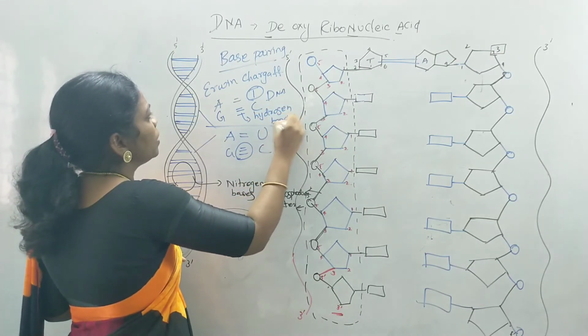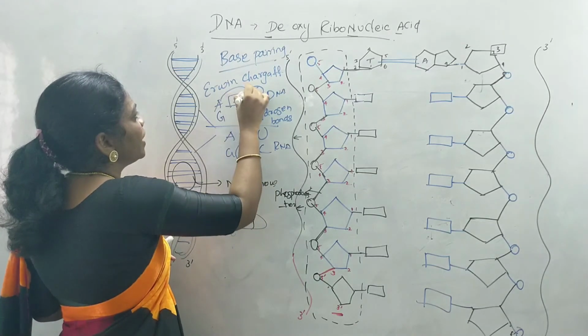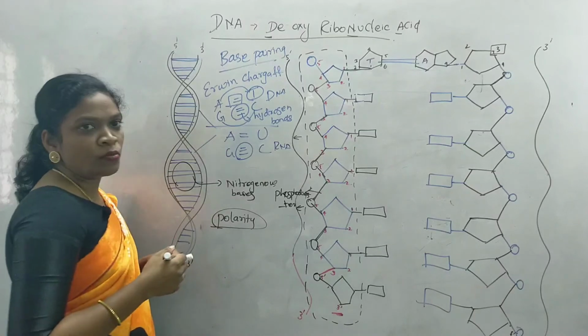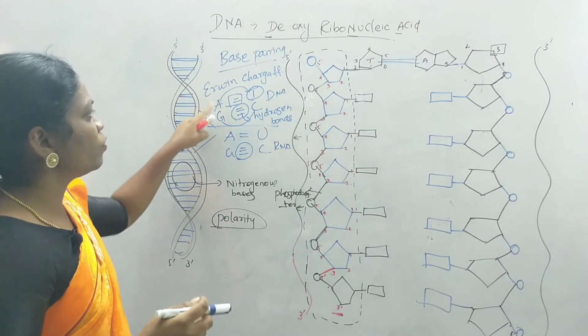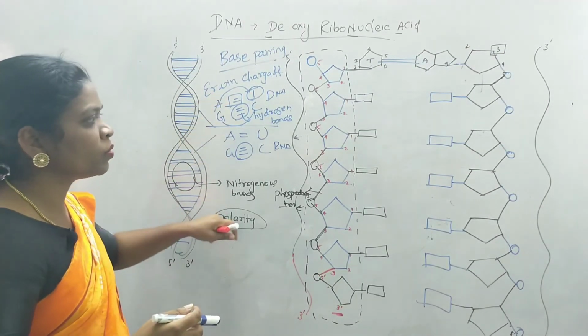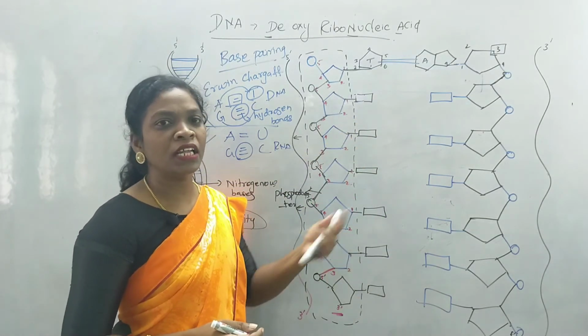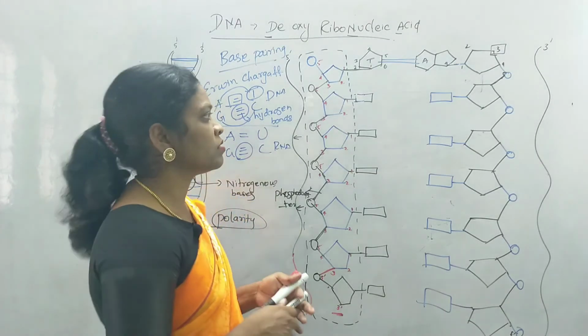You can find only 2 hydrogen bonds between adenine and thymine. Between guanine and cytosine, you can find 3 hydrogen bonds. Okay, so these nitrogenous bases along with the hydrogen bonds give the stability to the polynucleotide chain or DNA structure. Okay, we'll just draw here.